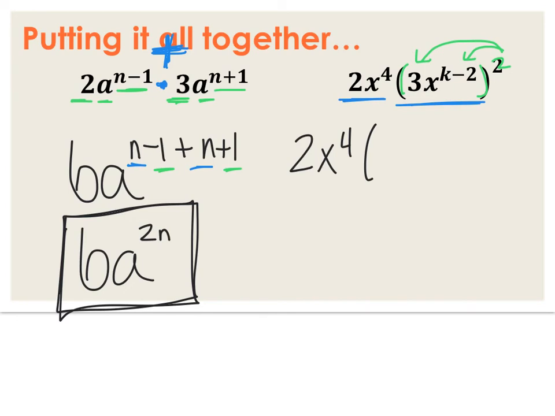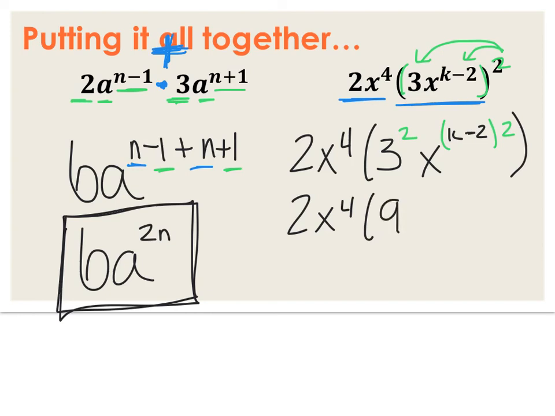With this one, I'm taking the 3, and I'm taking it to the second power. I'm also taking x to the k minus 2, but I'm taking that to the second power, which means I'm multiplying. I still have 2x to the 4th. My 3 becomes a 9. And x becomes, I'm distributing the 2 to both of these things, so I end up with 2k minus 4.